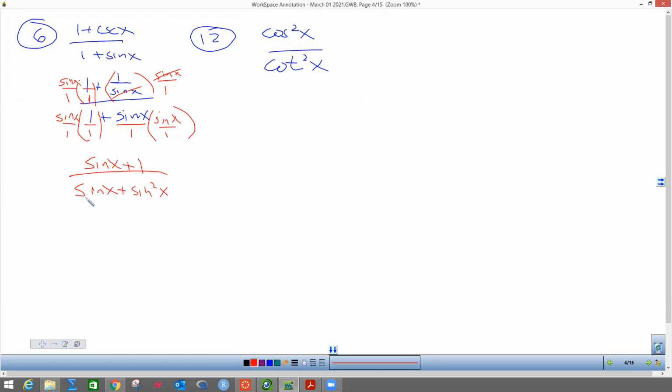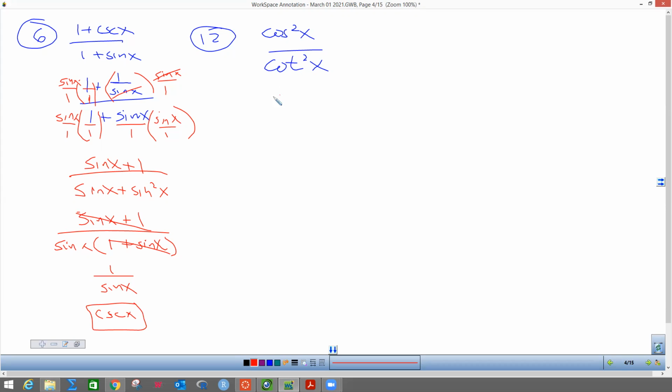Now, there's a common factor in the bottom of sine. So I'm going to factor out of the bottom a sine. If I take sine out, I am left with sine divided by sine is 1, and sine squared divided by sine is sine. And 1 plus sine and sine plus 1, these are identical, so these reduce to 1s. So I have 1 over sine, which is cosecant, and that would be my answer, cosecant x.